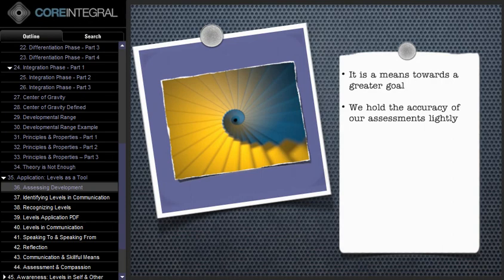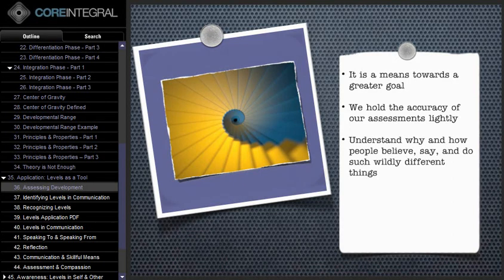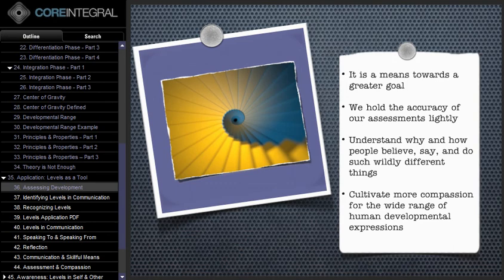So, what is a possible greater goal that using levels as an analysis tool can help you attain? Well, with individuals, a levels analysis can help you understand why and how people believe, say, and do such wildly different things. And most importantly, it can help you cultivate more compassion for the wide range of human developmental expressions. It increases your capacity to understand, honor, and communicate with those people at different levels, higher or lower.